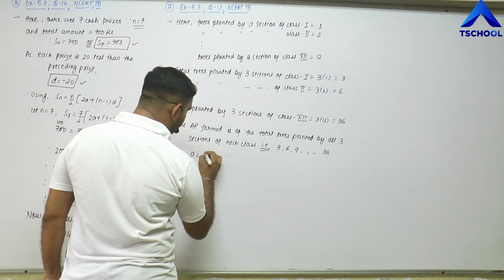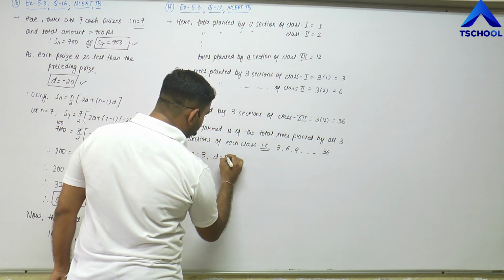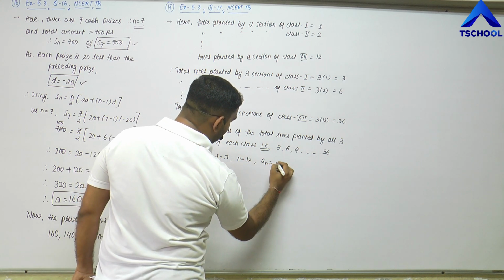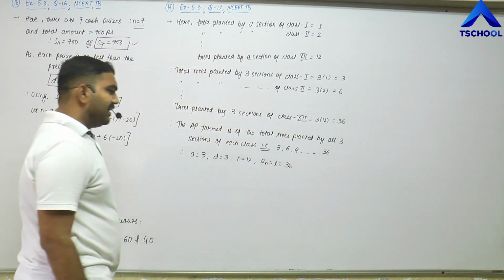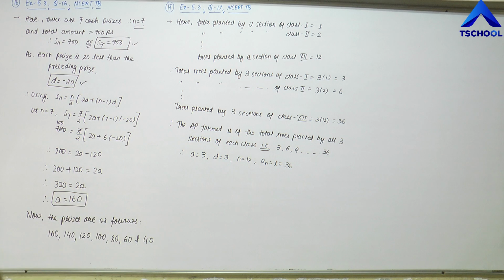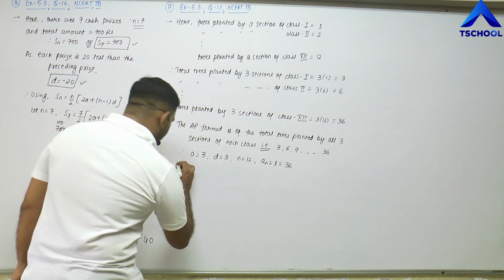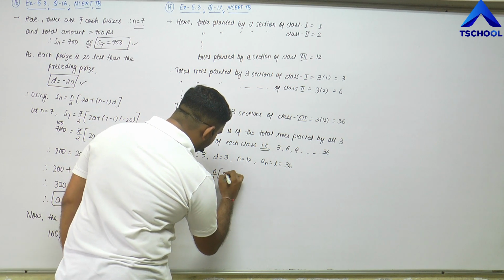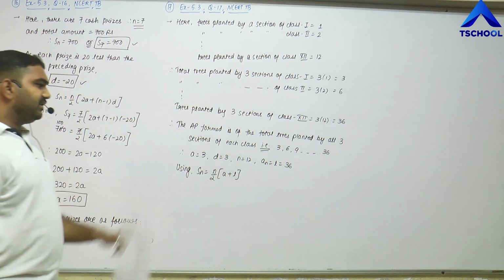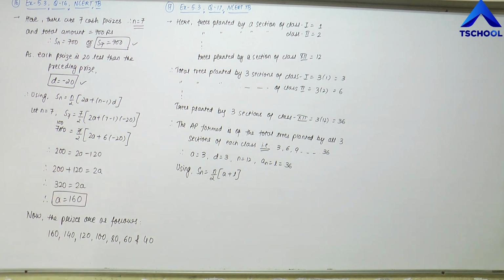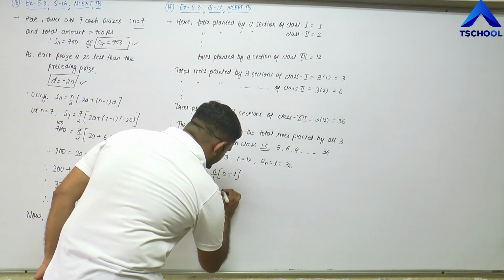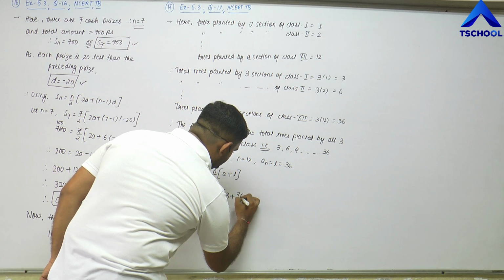Therefore we get A equal to 3, difference D equal to also 3, and N equal to 12, or you can find out an or L equal to 36. As we know, there are 12 classes, so N will be 12, and an, that is the last term, is equal to 36. Using Sn equal to N by 2 into A plus L, because we have the value of L, we have N and the first term, therefore S12 is equal to 12 by 2 into A, that is 3 plus 36.